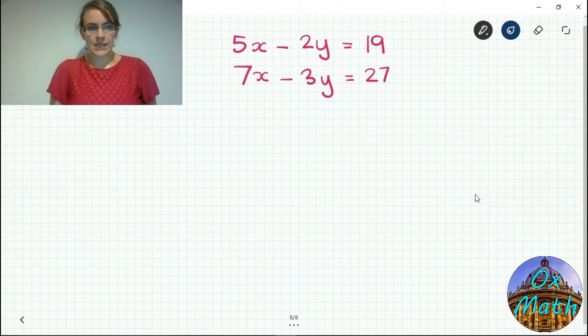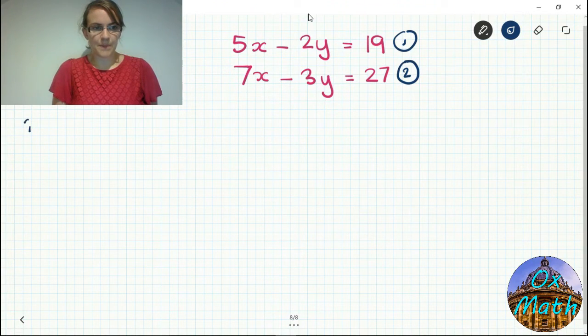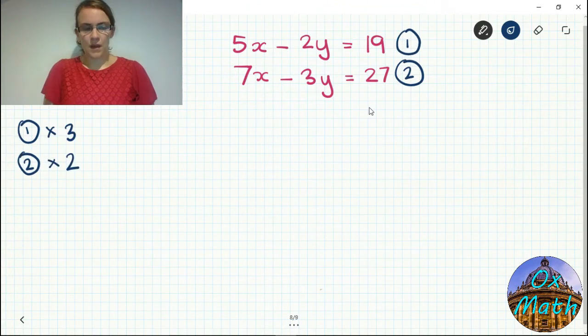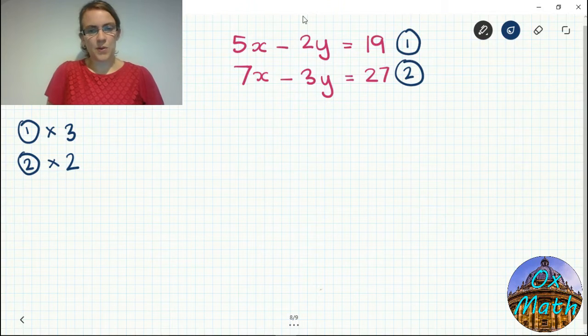So in this case, neither the x's or the y's are the same, and I can't just multiply through one equation, so I'm going to have to multiply both equations. We could decide to make either the x's or the y's the same, but because the y values are smaller, I'm going to make the y's the same. So I'm going to make them both 6y by multiplying the first equation by 3 and the second equation by 2. Now the reason I've decided to make both the y's 6y is because 6 is actually the lowest common multiple of 2 and 3.